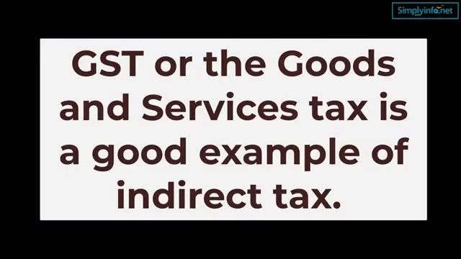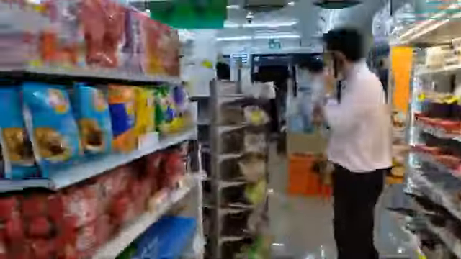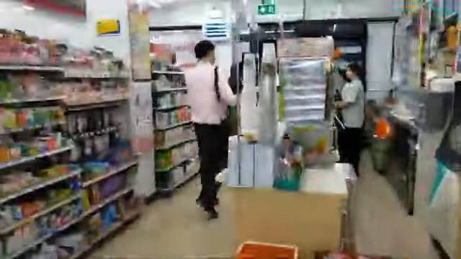GST, or the Goods and Services Tax, is a good example of indirect tax. GST is applicable to anyone selling goods or commodities, and they usually do not pay this from their pockets, but rather add it to the cost of the commodity and charge it to the consumer themselves.